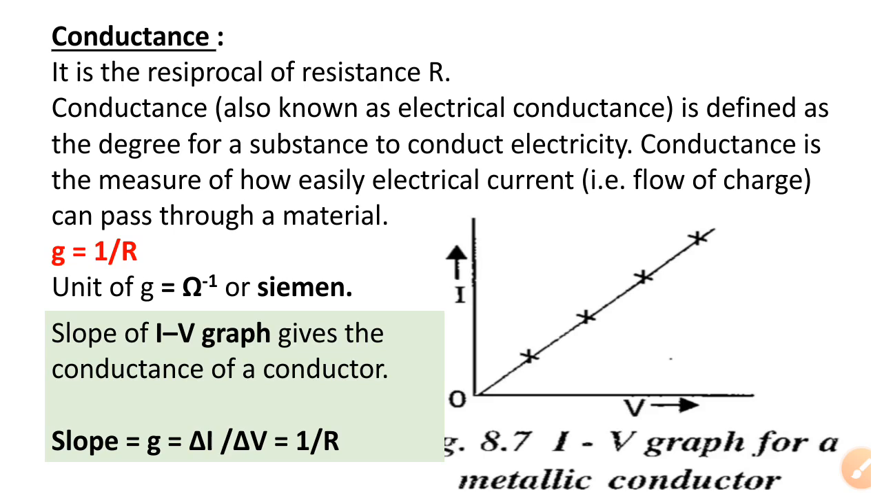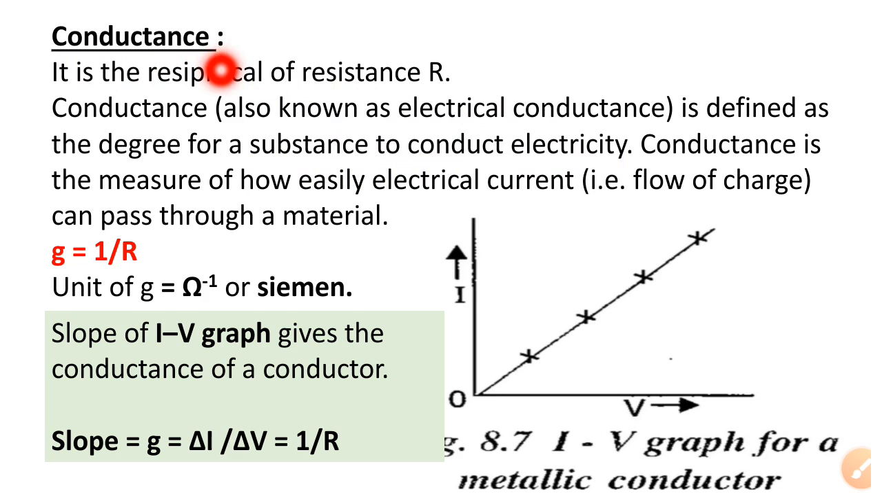Now see the next page, we have here the conductance. So what is conductance? It is the reciprocal of resistance, and it is denoted with a small letter g. The definition of conductance is given here. The conductance, which is also called electrical conductance, is defined as the degree of a substance to conduct electricity. That means for a given conductor, how it is able to conduct electricity. So this degree is measured with the conductance.